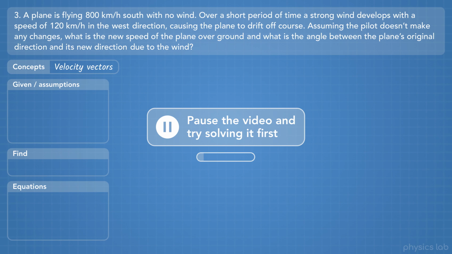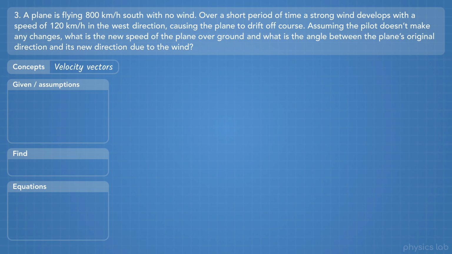Now let's take a look at the next problem. A plane is flying 800 kilometers per hour south with no wind. Over a short period of time, a strong wind develops with a speed of 120 kilometers per hour in the west direction, causing the plane to drift off course. Assuming the pilot doesn't make any changes, what is the new speed of the plane over ground, and what is the angle between the plane's original direction and its new direction due to the wind?